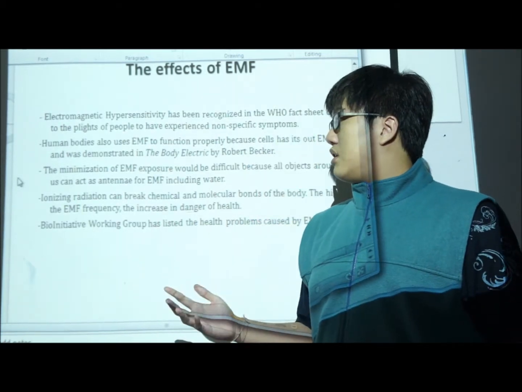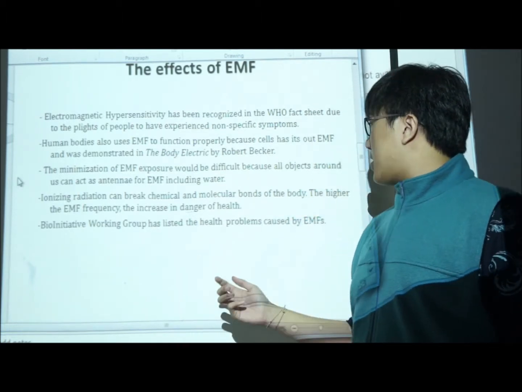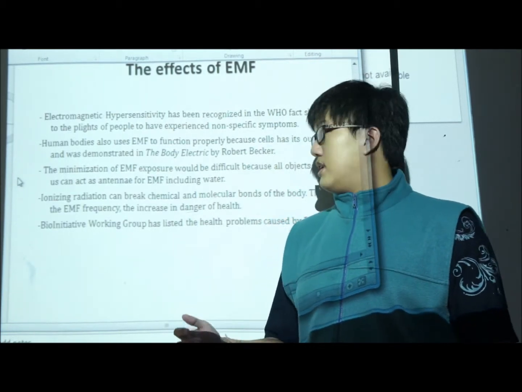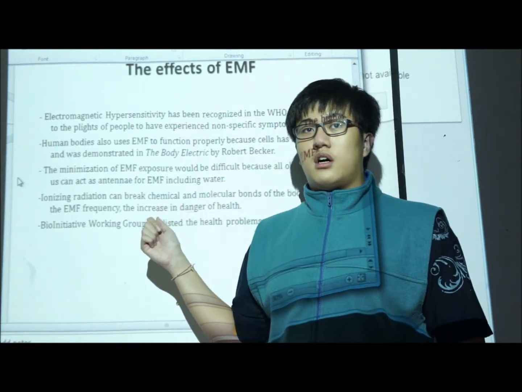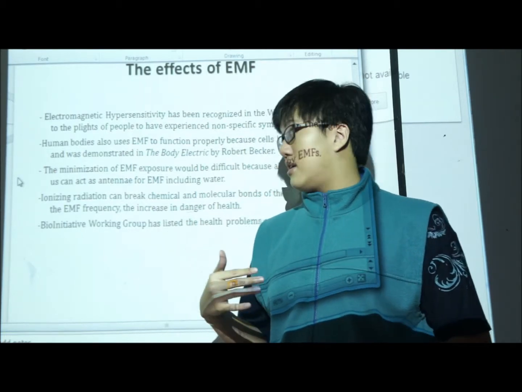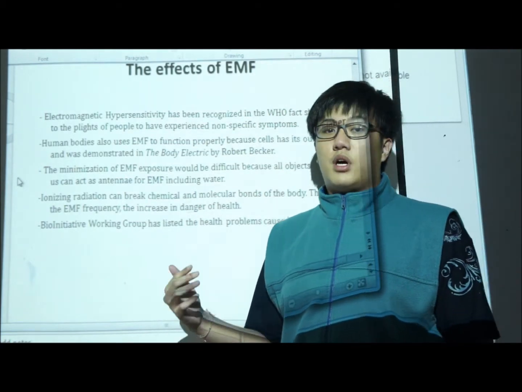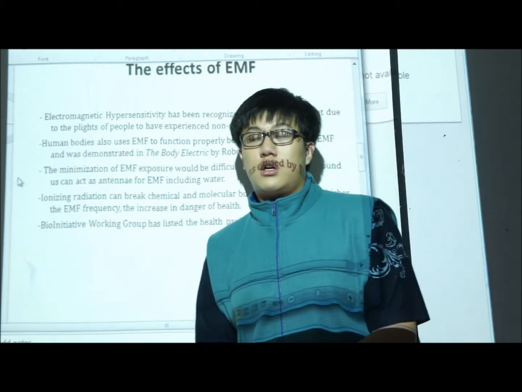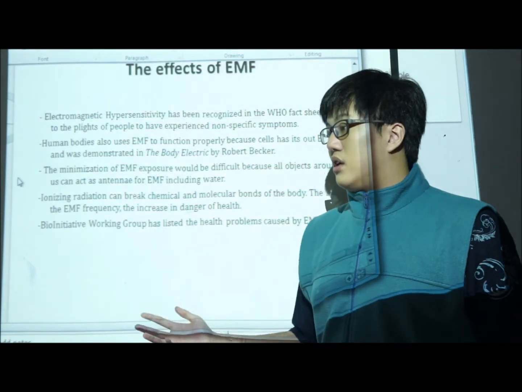So the minimization of EMF exposure would actually be very, very difficult. Why? It's because objects around us could also act as an antenna for EMF, including water, which is 70% of the earth and 60% of the human adult body. Ionizing radiation can also break bonds in the human body, which causes things like cancer and mutation, which is also an increase in danger to health.